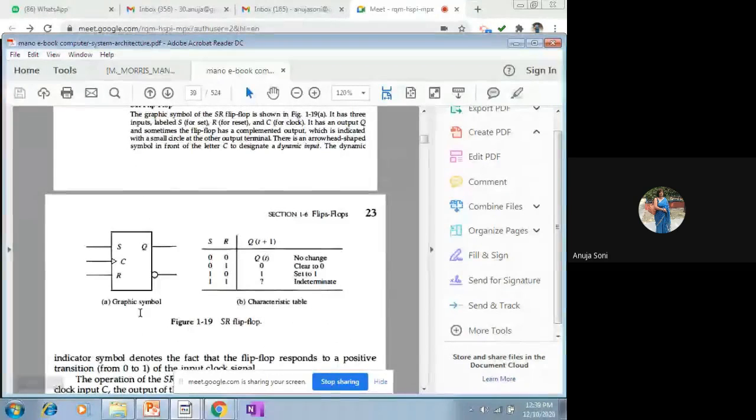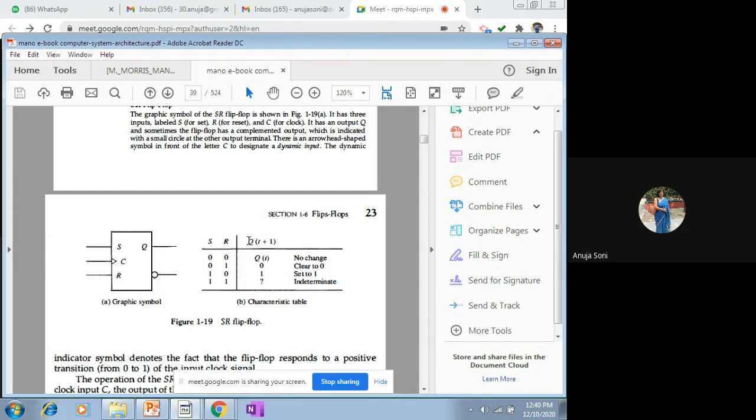This is the graphical notation of your SR flip flop. Two input values are there, termed S and R, and a clock is also there in order to enable, in order to trigger this flip flop. As and when it is enabled, when the value of the clock is 1, only then will this flip flop be triggered and start working. And the output values are Q and Q dash, which represents the complemented value.